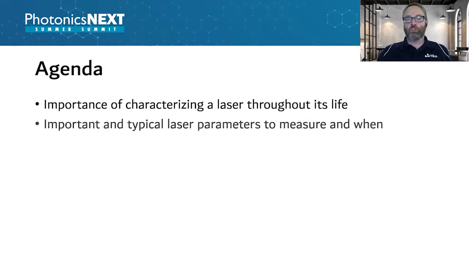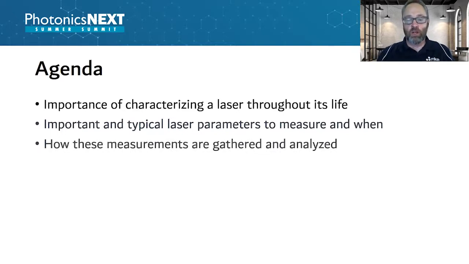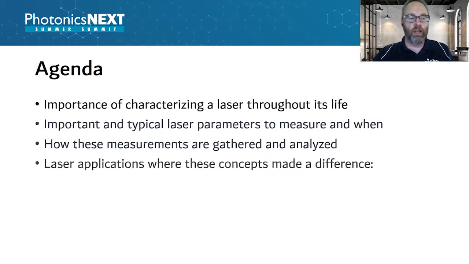Would like to then go into important and typical laser parameters to measure. So what parameters should be measured during a laser's life, and when should those parameters be measured? We want to talk, of course, about how to take these measurements and how to analyze the measurements and analyze the data that you have collected. And then finally, at the end of the talk, I want to talk about some laser applications where the concepts that we're talking about today have made a difference.